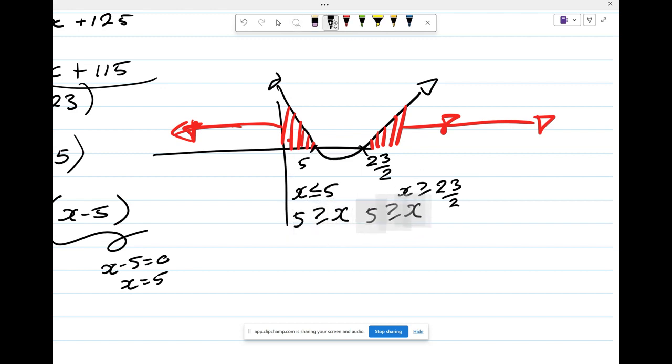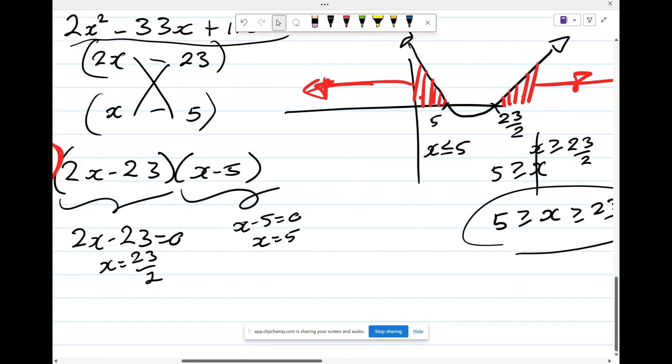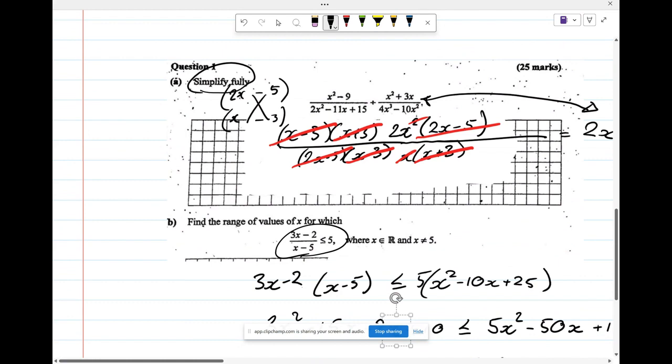of move one under the other, then we can smash those x's together, and we have 5 less than x less than 23 over 2. And that is your whole question done. So we found the range of values for x for which this is true.